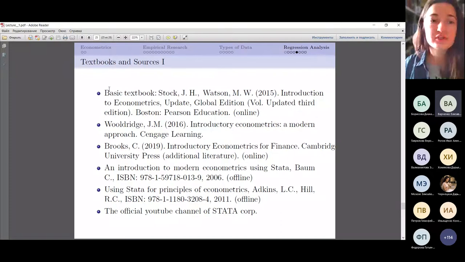Please find, first of all, our basic textbook. This is Stock and Watson, Introduction to Econometrics. You can find this book online. On the next slide, you will see the instruction on how you can do this. And an additional book, maybe you will read some topics from Wooldridge. We have this book in English, of course, in our library. As well as I think that you can find an online version of this book on the internet. And if you want to learn more about Stata, please find Baum, Econometrics Using Stata, offline, and Adkins and Hill, we also have this book in our library.